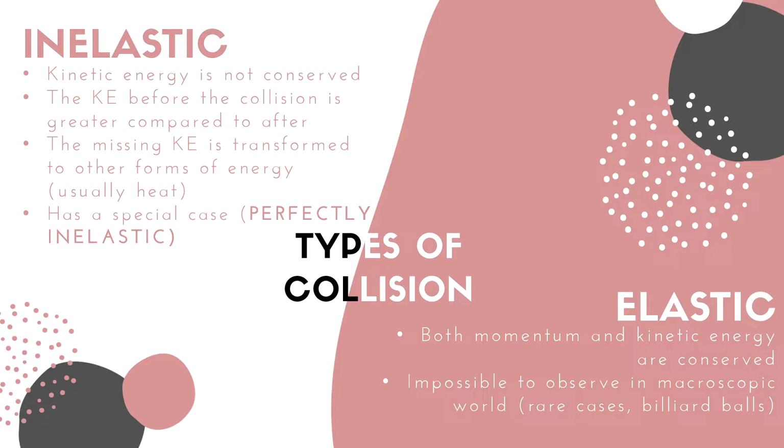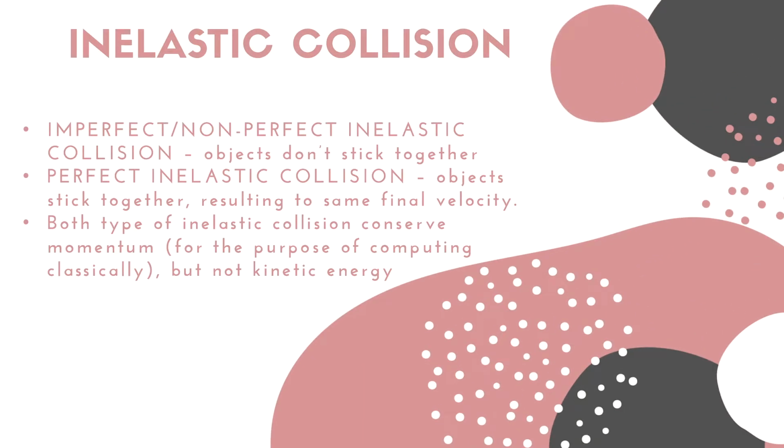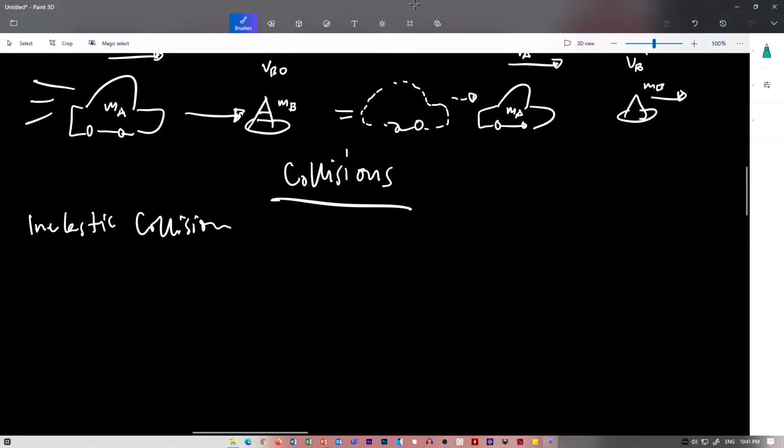But generally, in day-to-day experiences, we often have encounters with inelastic collision. So we have two kinds for that. Let's have first imperfect. Okay, imperfect inelastic collision.